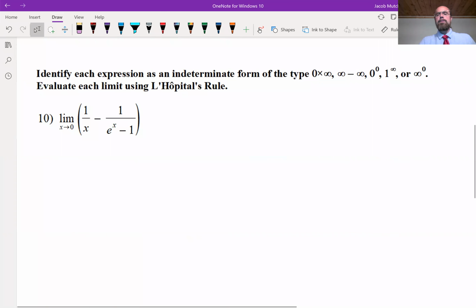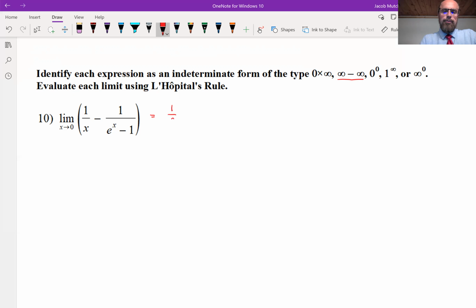Let's take a look at our second example. Here I've got the limit as x approaches 0 of 1 over x minus 1 over e to the power of x minus 1. So I want to investigate, first of all, to see which of these 5 I've got. My feeling is this is the difference, infinity minus infinity.